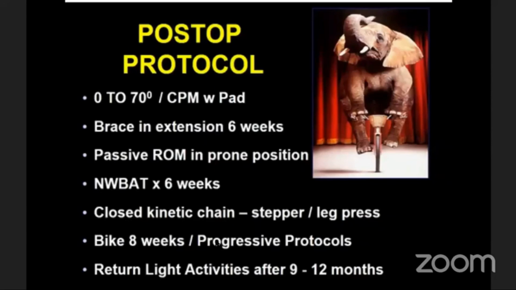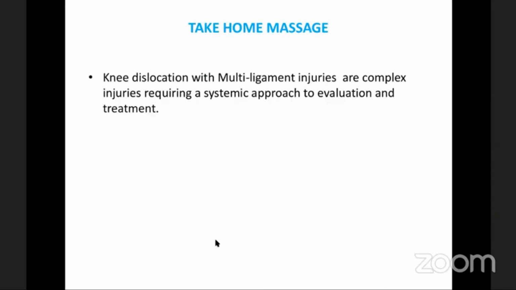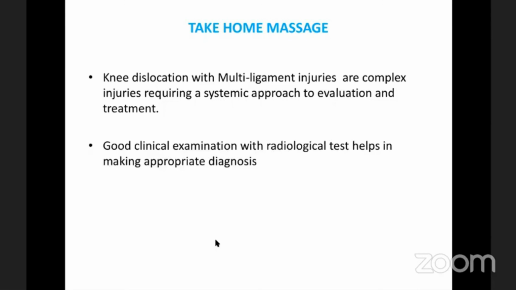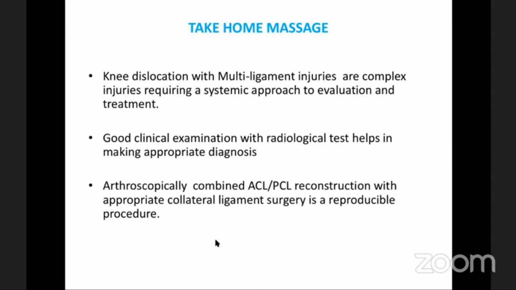So take home message: knee dislocation with multiligamentous knee injury is usually a complex knee problem and usually requires a systematic approach to evaluation and treatment. Good clinical examination with radiological tests helps in making an accurate diagnosis. Arthroscopically combined ACL and PCL reconstruction with appropriate collateral ligament surgery is a reproducible procedure. Thank you.